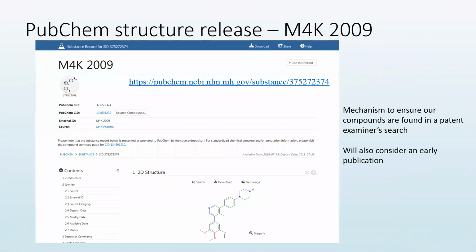So when we met last time, there was some discussion about evaluating in a more extensive fashion the IP and the freedom to operate around M4K 2009 specifically, where we've introduced this C4-methyl. And there was a suggestion made that we register the compound in the PubChem structure database, which is a publicly available database that anyone essentially can register new compounds in. And so we've done that.